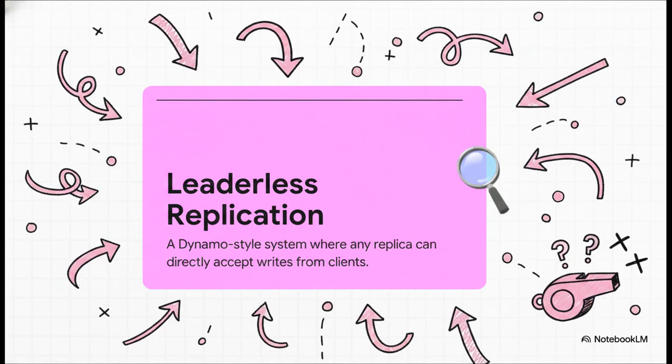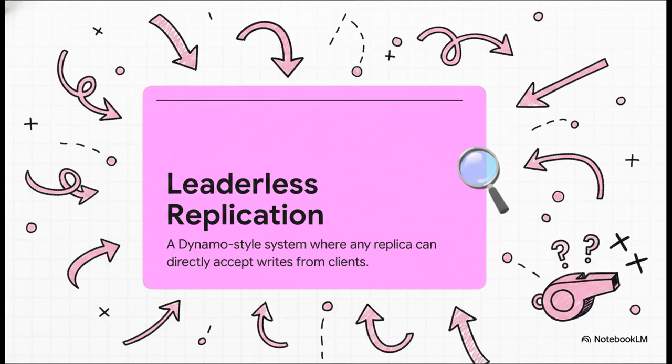Well, leaderless replication, which is super common in Dynamo-style architectures, means exactly what it sounds like. Literally any replica can directly accept writes from clients. There is no strict hierarchy here. To ensure a write is actually accepted even if some nodes happen to be down, clients will often send read and write requests to multiple nodes in parallel, which establishes a quorum.